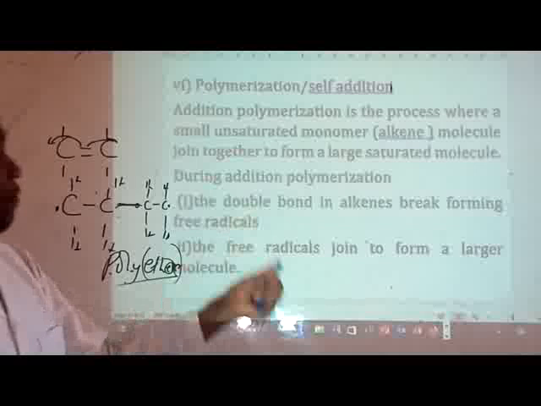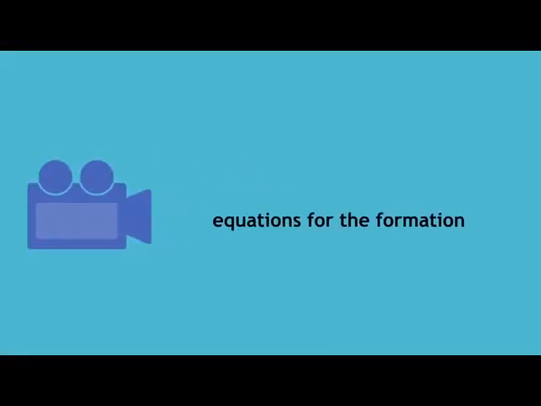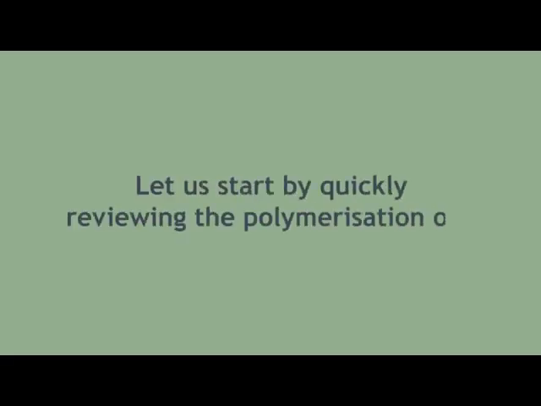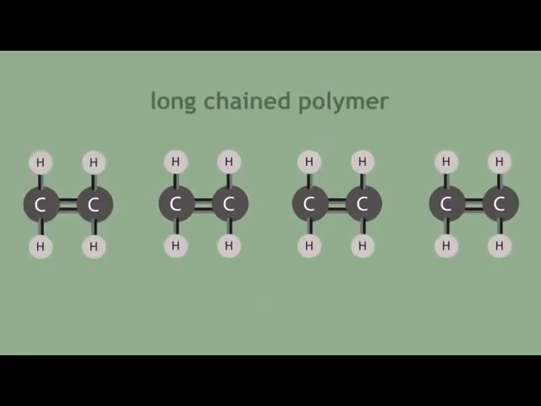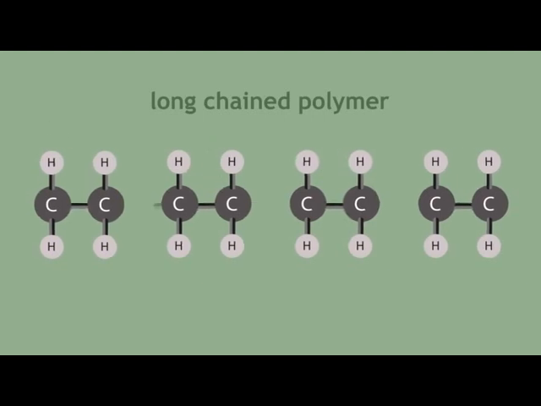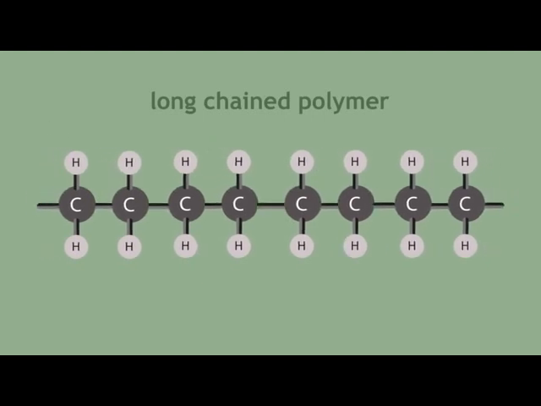We have other examples of addition polymers. In this video, you will learn how to write equations for the formation of both polychloroethene and polypropene, as well as uses for both of these polymers. Start by quickly reviewing the polymerization of ethene. Here is an ethene molecule in a row, and under high pressure the double bonds break and the remaining molecules attach in series to form a long-chained polymer.